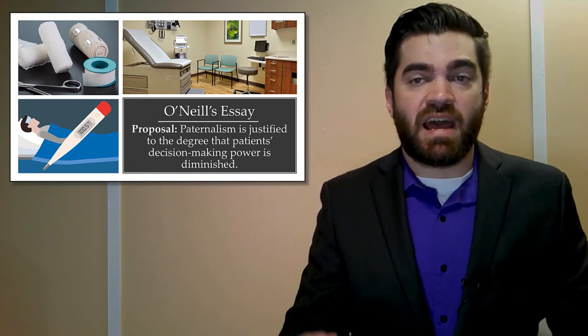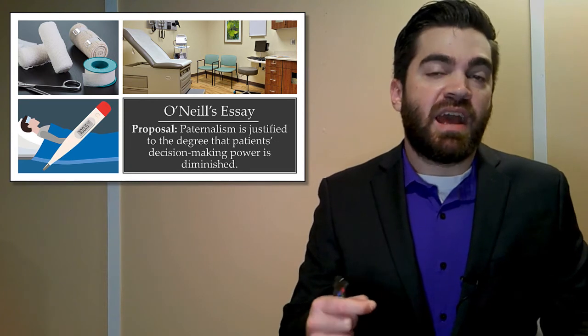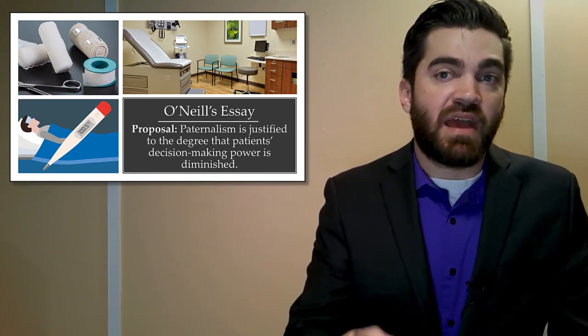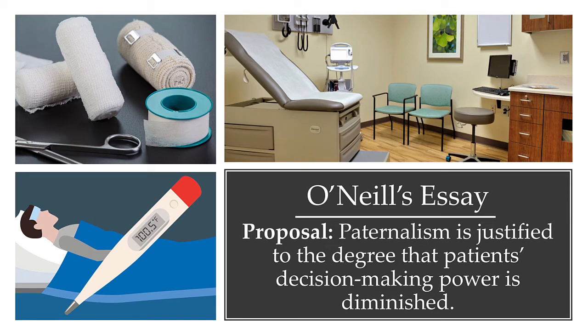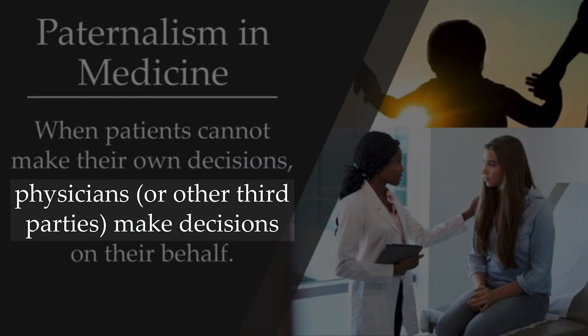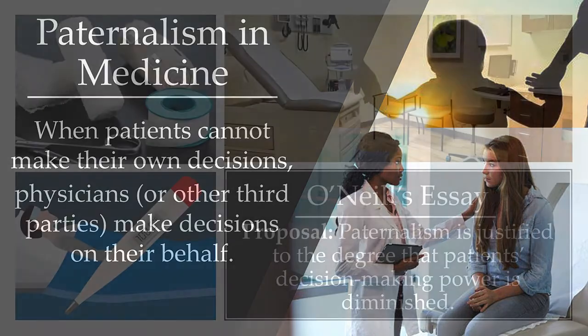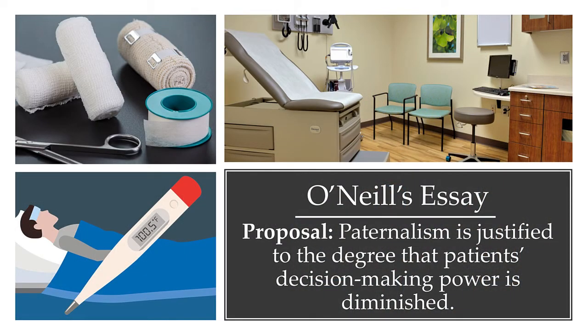The idea for O'Neill is that as a patient's decision-making power is diminished, a third party has to take up the slack and make decisions on behalf of the patient to the degree that the patient's decision-making power has been diminished. So paternalism doesn't just hold between medical personnel and patients, it also holds between third parties and patients, where those third parties might be family members who are making decisions on behalf of the patient. But again, O'Neill's account is going to work all the same, saying that third parties can step in to make decisions for patients to the degree that the patient's own decision-making power is compromised.